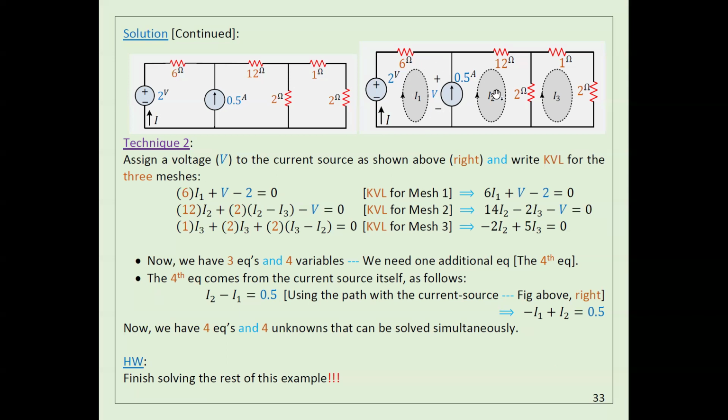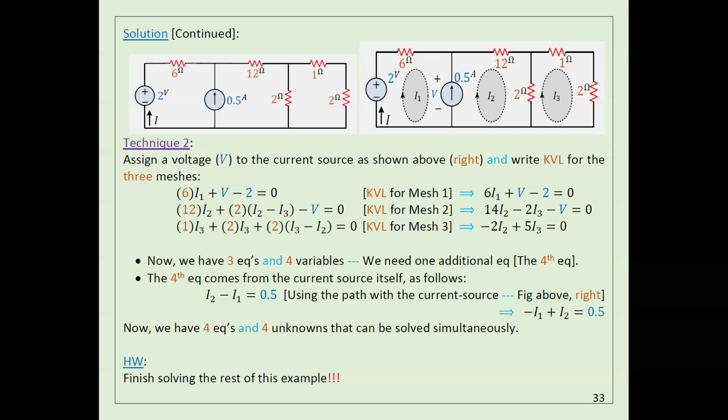I1 minus I2 equal to negative 0.5. Or I can say I2 minus I1 equal to 0.5. The difference between these two currents equals 0.5, because the current here is actually I2 minus I1. So this can create one more equation. Now you have four equations, you can solve them. Is that okay? So this is the traditional way.